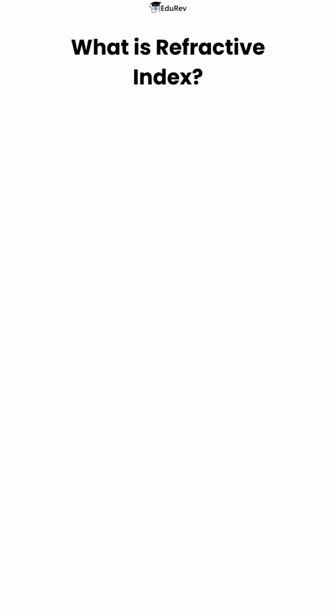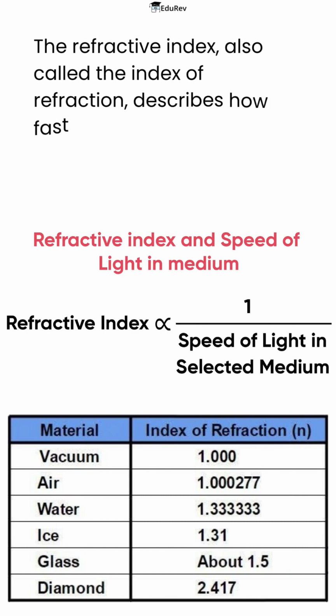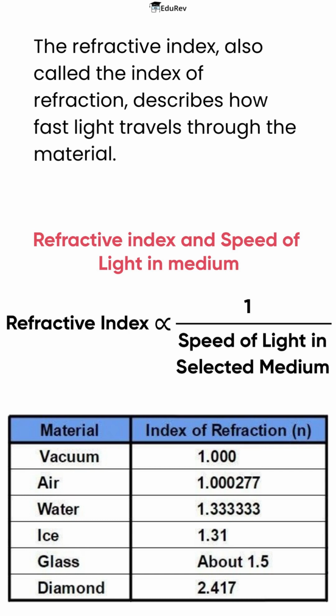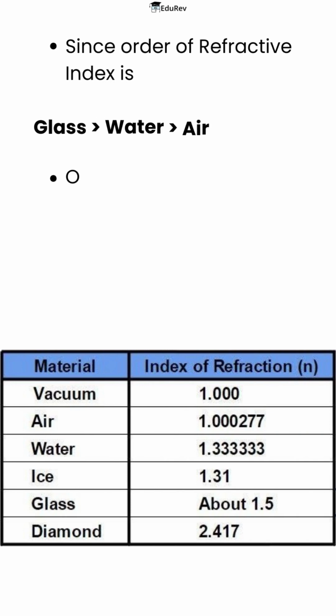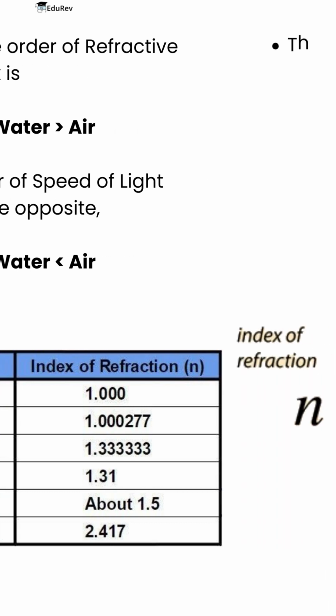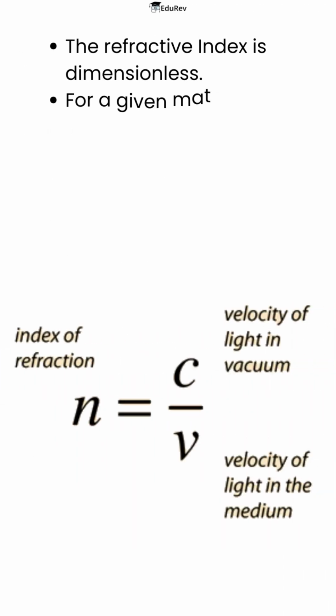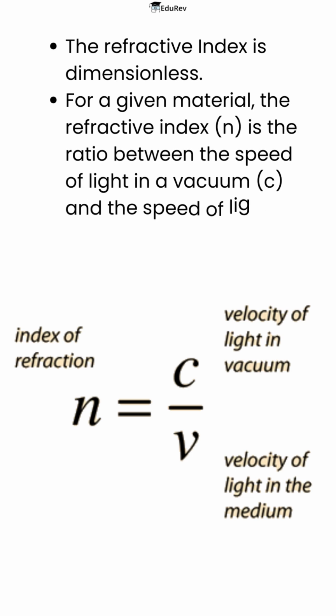What is refractive index? The refractive index, also called the index of refraction, describes how fast light travels through the material. A larger refractive index means a denser medium, and the speed of light is higher in a rarer medium than in a denser medium. The refractive index of glass is greater than water, which is greater than air. This means the speed of light will be greatest in air, then water, and will be least in glass. The refractive index is dimensionless. For a given material, the refractive index, n, is the ratio between the speed of light in a vacuum, c, and the speed of light in the medium, v.